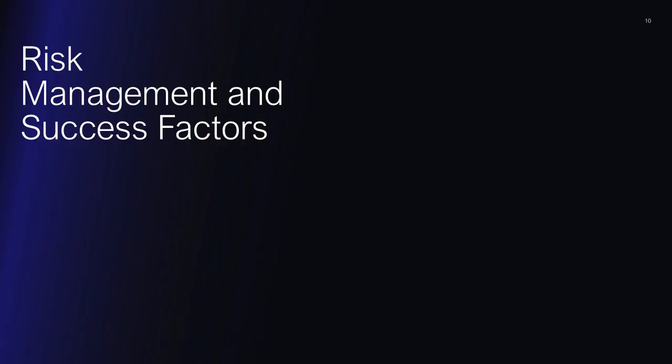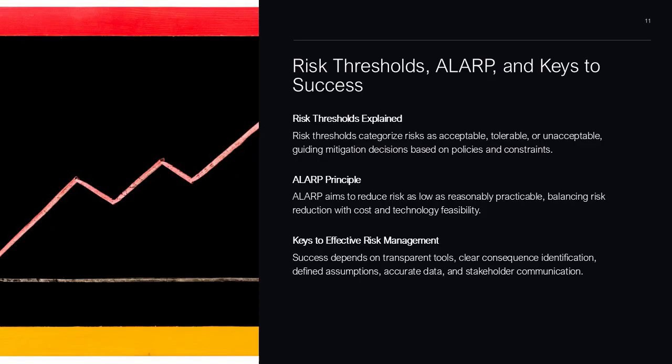Risk thresholds, ALARP, and keys to success. After risks have been assessed and presented, they must be managed through clearly defined thresholds and actions. Risk thresholds divide assessed risks into acceptable, tolerable, and unacceptable regions, guiding decisions on whether mitigation is required. These thresholds are influenced by corporate policies, regulatory requirements, and practical constraints such as available technology and cost.